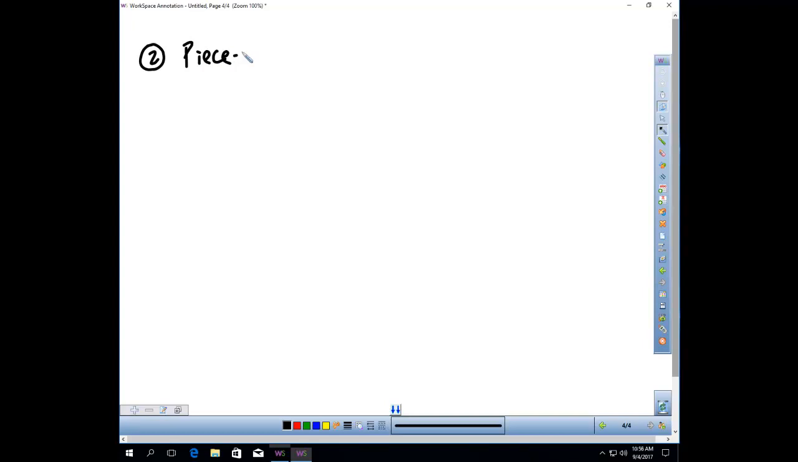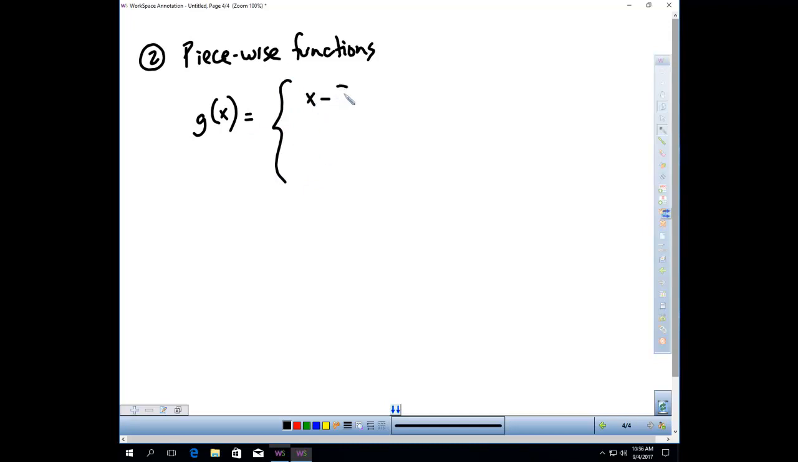Second kind of function we're going to look at on the video tonight is piecewise functions. We talked a little bit about piecewise functions the other day. Remember, piecewise functions are simply functions that have some restricted domains to them. All right, different pieces, if you will. For this particular piecewise function, it's going to have 3 different pieces, 3 different parts.